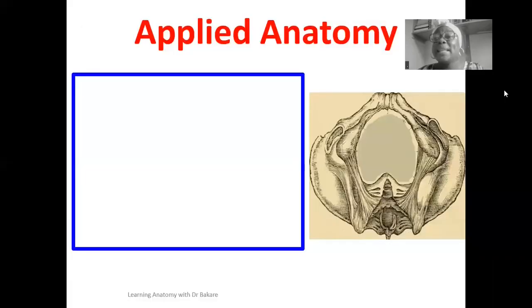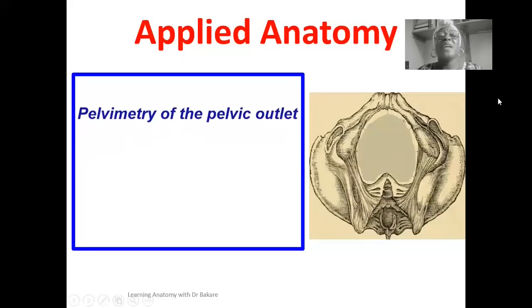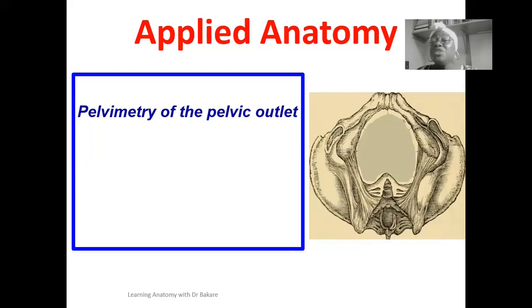Let's look at the applied anatomy. The pelvic outlet is also one of the regions that is used for evaluation during pelvimetry. So a number of evaluations are measured at specific points around the pelvic outlet to determine whether the head of the baby can pass through the pelvic cavity during vaginal birth.